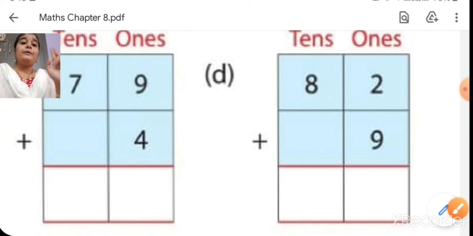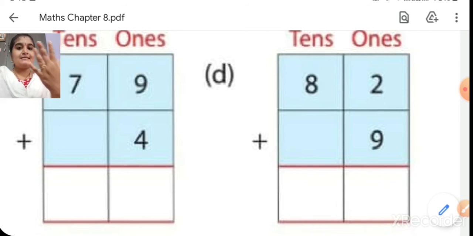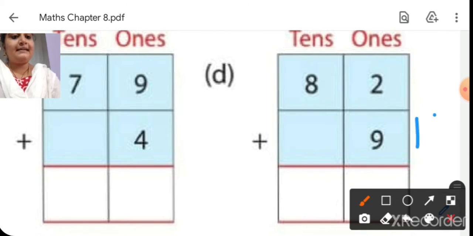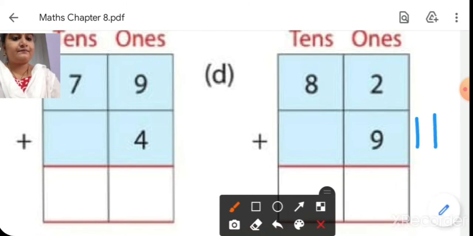82 plus 9. Okay. 2 in the mind, 9 in the finger. After 2, 3, 4, 5, 6, 7, 8, 9, 10, 11. What is the answer? 11. So write 11 here.